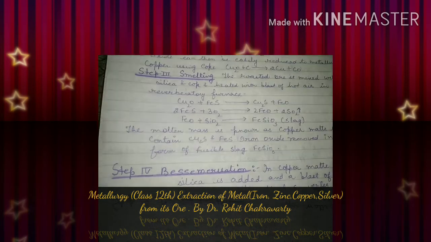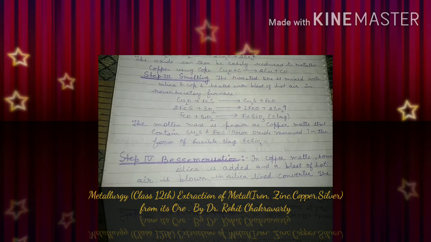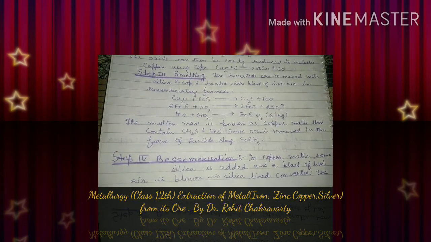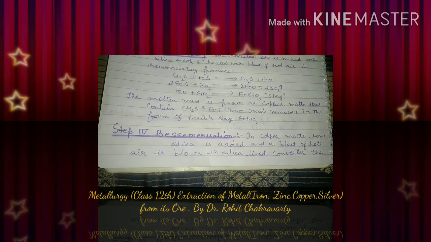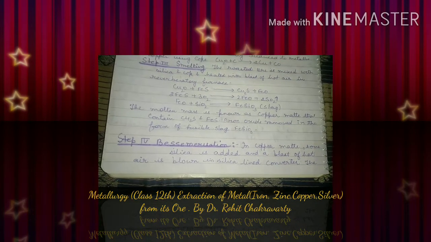The molten mass is known as copper matte, which contains copper sulfide and iron sulfide. Iron oxide is removed in the form of a fusible slag. And the final step is Bessemerization. In copper matte, some silica is added and a blast of hot air is blown in a silica lined converter.